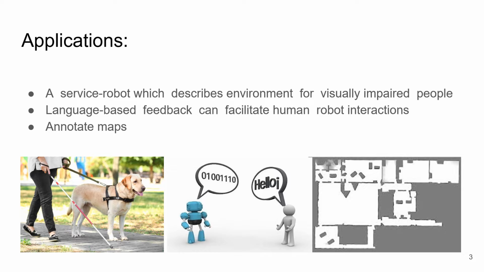Our approach can be used in various applications. For example, it can be used as a service robot which describes the environment for visually impaired people. Or it can provide language-based feedback to facilitate human-robot interactions. It can also be used to annotate unknown maps.